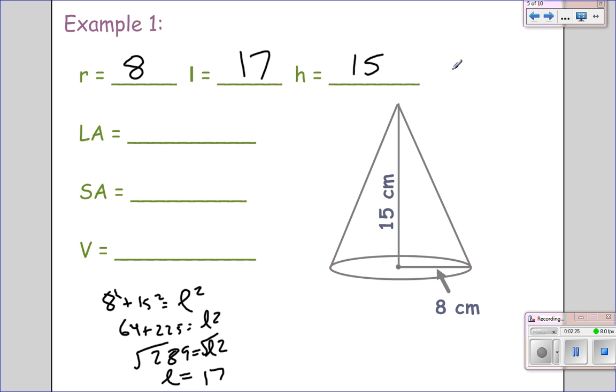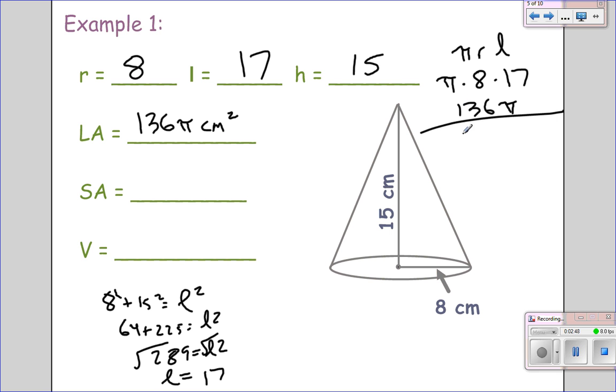All right, so the lateral surface area is represented by pi r L. So pi times the radius times 17. When I do 8 times 17, let's see here, 8 times 17 is 136 pi. And we're going to leave that in terms of pi, centimeters squared.